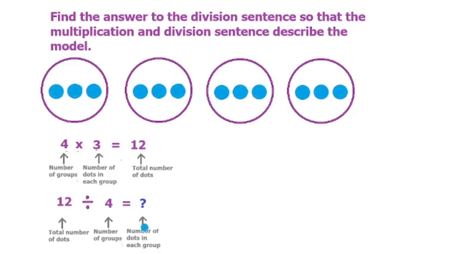And that's what we're trying to find. And we know the number of dots in each group is 3. So let's just write that in as 3. And that's the answer to the question. And if you don't understand this right away, just rewind the video, and if you watch it a couple more times, you will understand how multiplication and division are related.